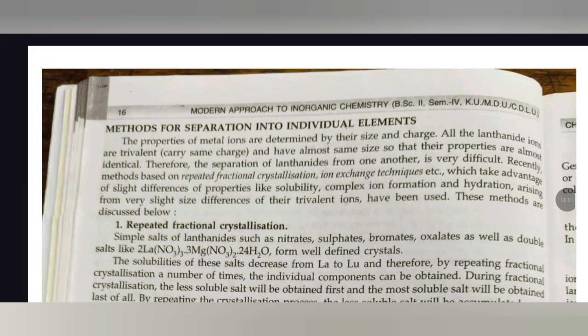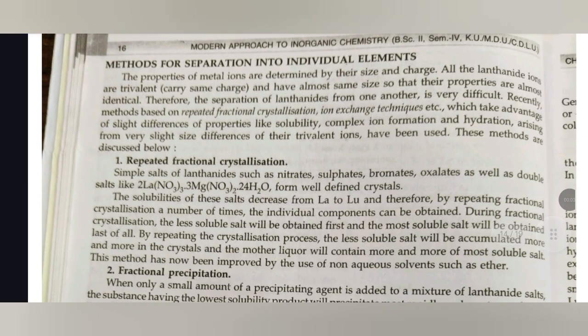Method for separation into individual elements. The properties of metal ions are determined by their size and charge. All the lanthanide ions are trivalent and have almost the same size, so their properties are almost identical.